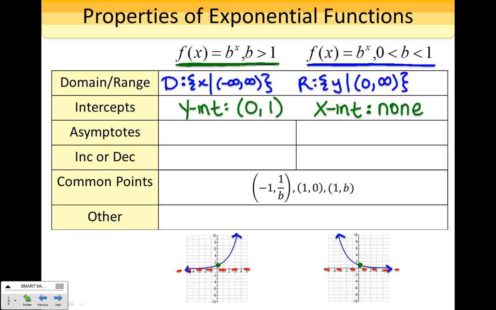Asymptotes. For b greater than 1, we have that horizontal asymptote at y equals 0. And the same thing for b between 0 and 1, a horizontal asymptote at y equals 0.